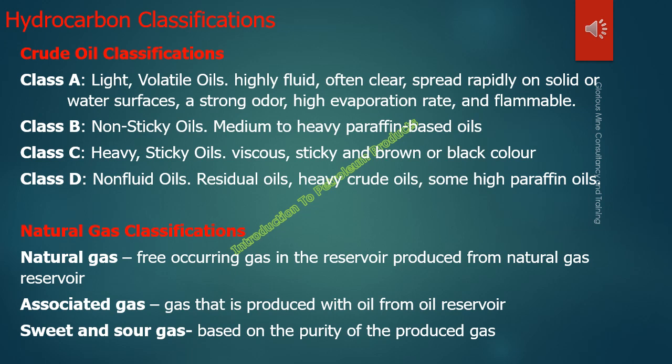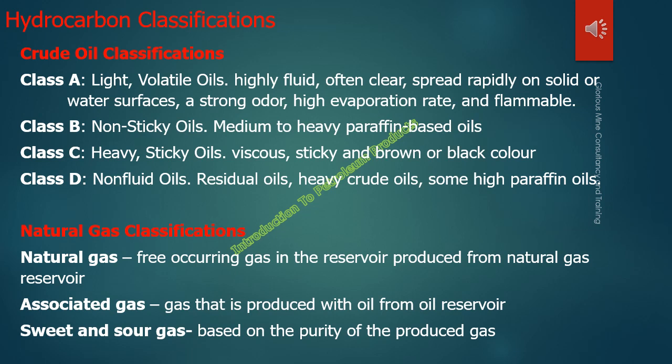Class C crude: this is heavy, sticky, viscous oil. It is sticky with a brown or black color. Class D crude: this is non-flowing oils, a residual oil. It is heavy crude oils such as some high paraffin oils.